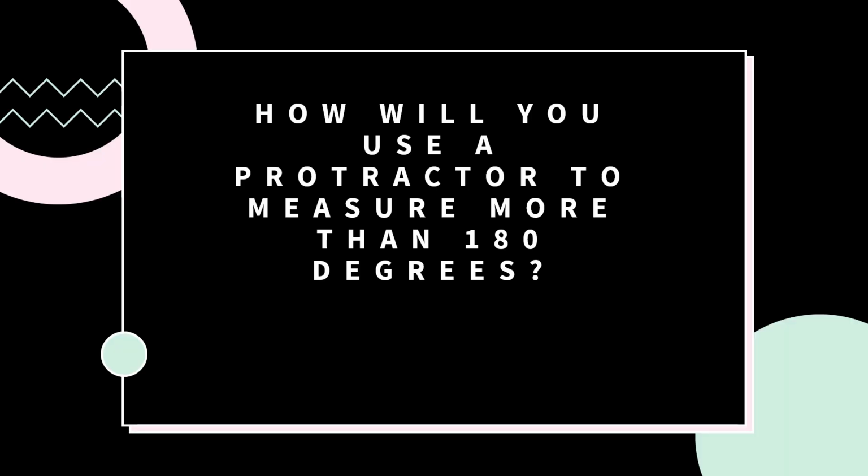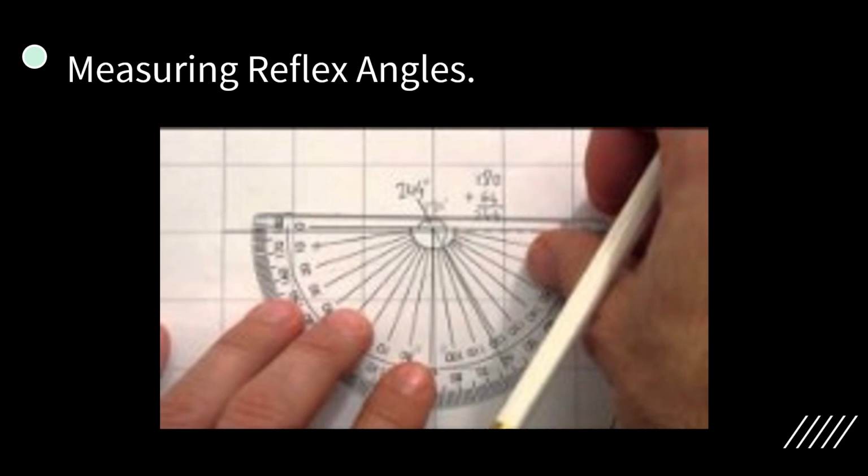How will I use a protractor to measure more than 180 degrees? So which angle is more than 180 degrees? It is a reflex angle. Measuring a reflex angle. You can watch this very short video that will tell you how to measure a reflex angle. I will send the link to the video separately in the WhatsApp group.